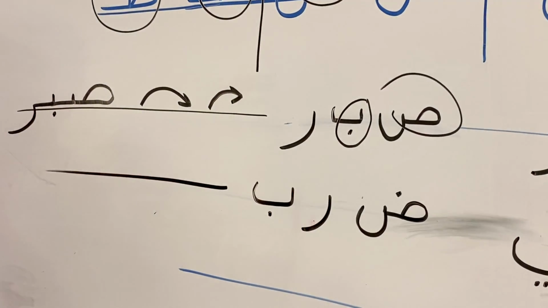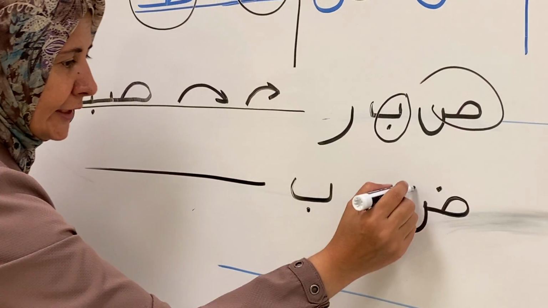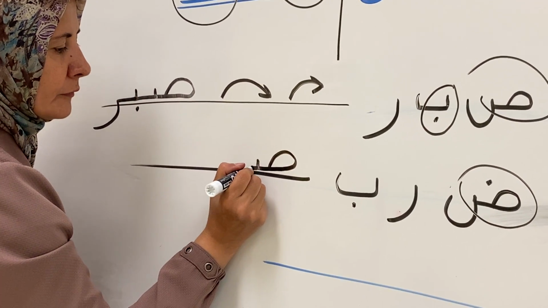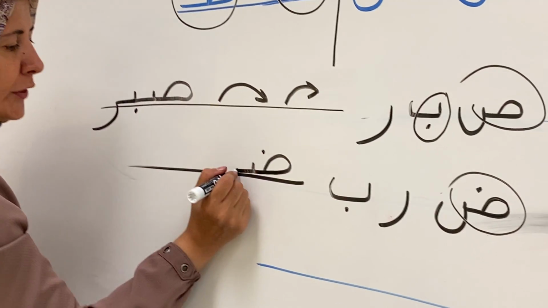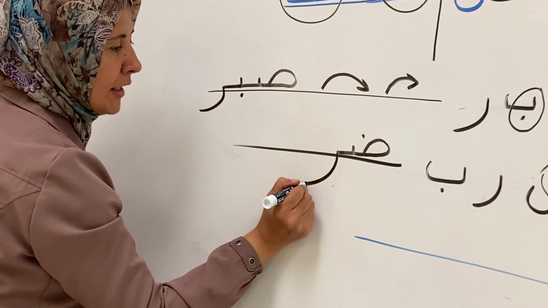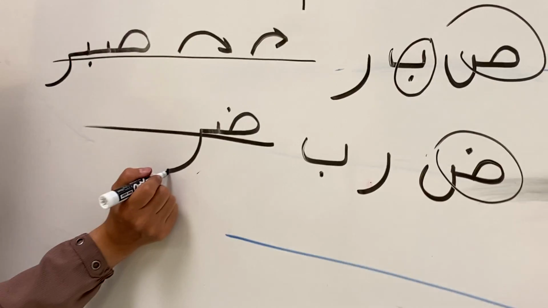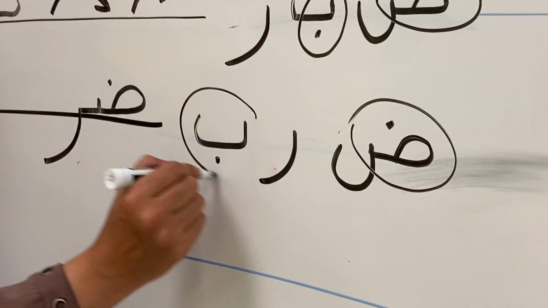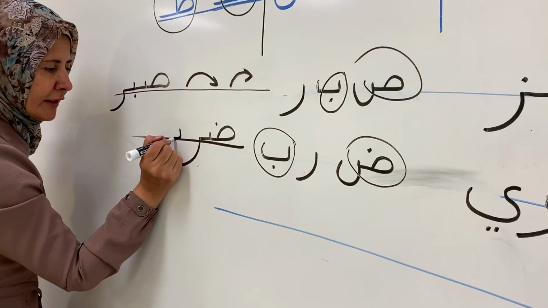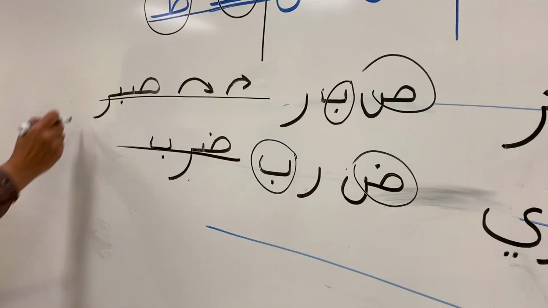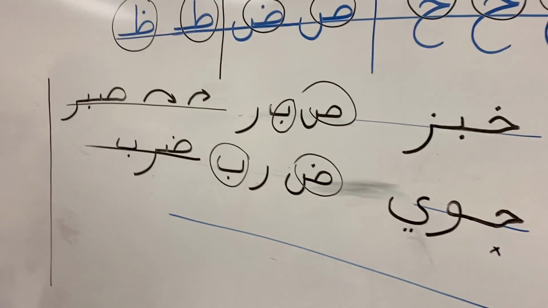Now I want to connect it. Da, I take this part, and then I continue for the ra. I can connect the ra from here, but not from the end. But since I cannot connect from them, I'm going to write the whole thing on the line. That's daraba. Now we're going to go for our last set.